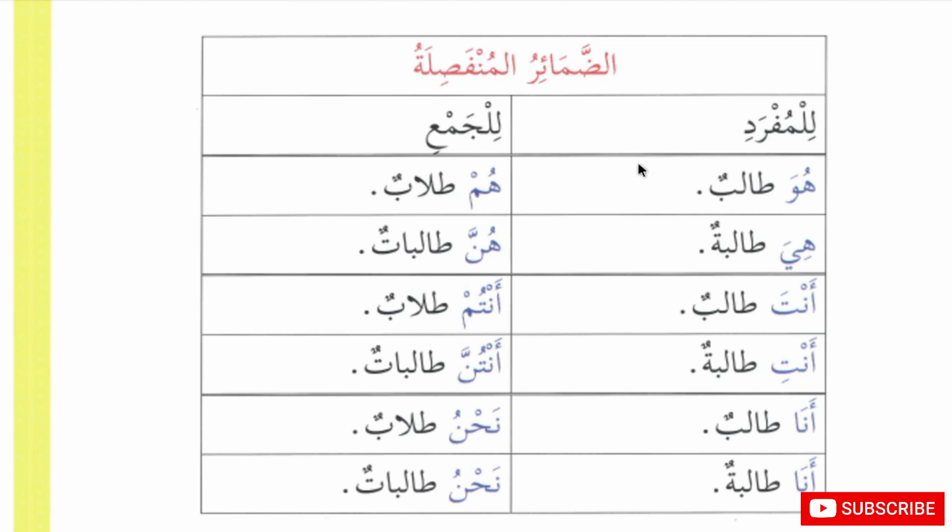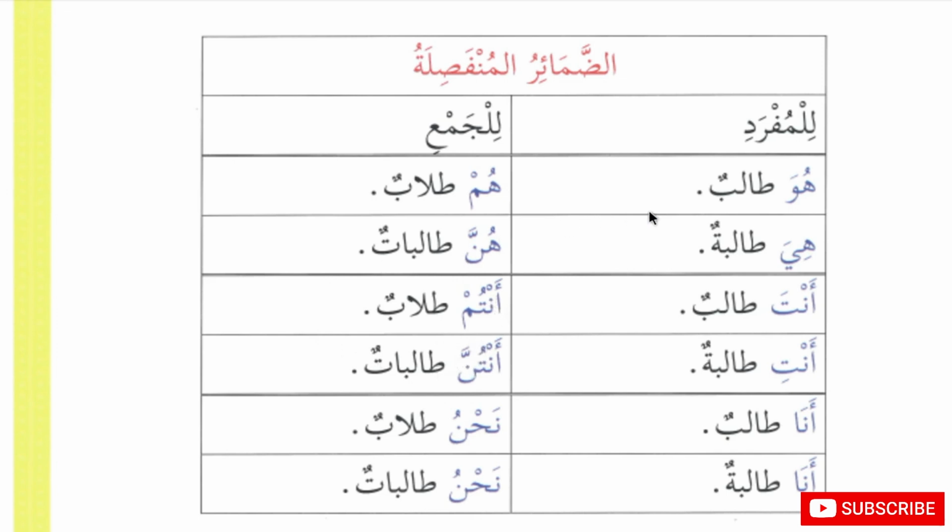And then للجمع, which means for the plural. هم, هن, أنتم, أنتن, نحن, and نحن. You can notice that both these, أنا and نحن, are used for male and female. هو, he. هي, she. أنت, you male. أنتِ, you female. Hum, they plural male. Hunna, they plural female. You plural male. You plural females.